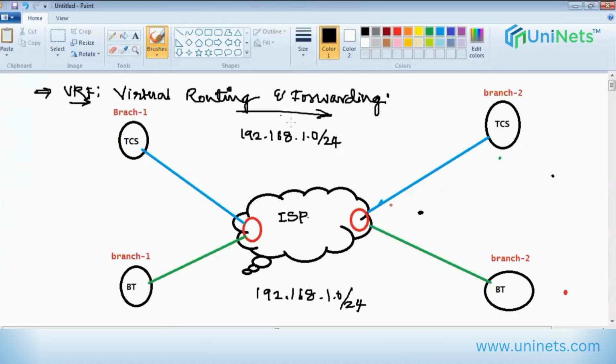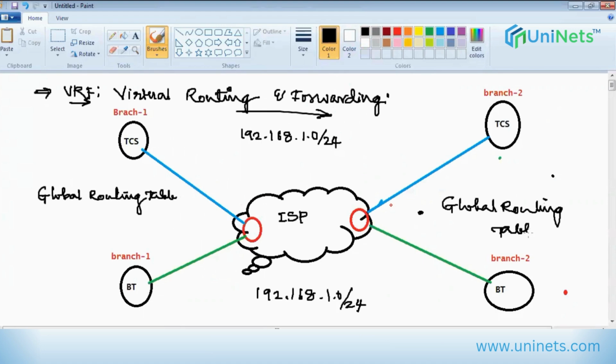Now I'm receiving the networks from TCS and also from BT. So by default, I will store this routing information in the global routing table, which is my routing table. And the same thing here.